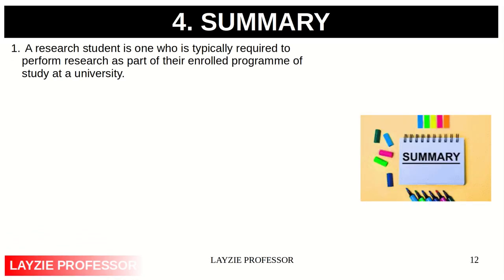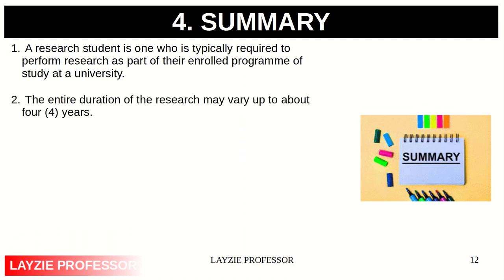So in summary, as a research student, you are typically required to perform research as part of your enrolled program of study, typically at the university. The duration for your research may vary depending on the level and how detailed your work should be. And it can vary up to about 4 years and even beyond, depending on your level.